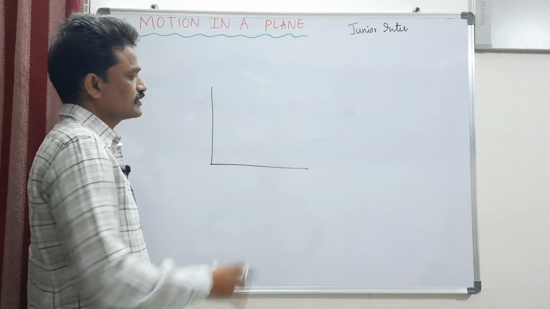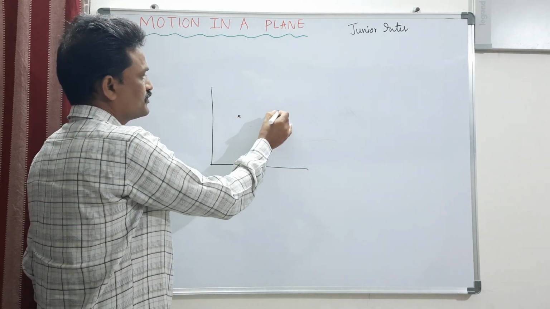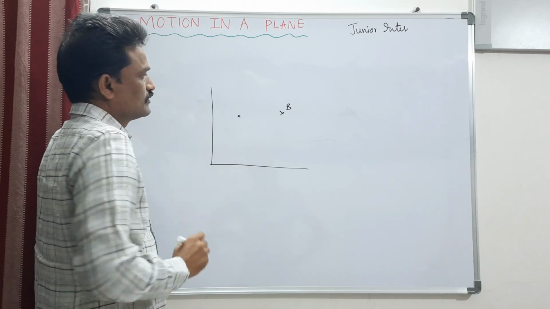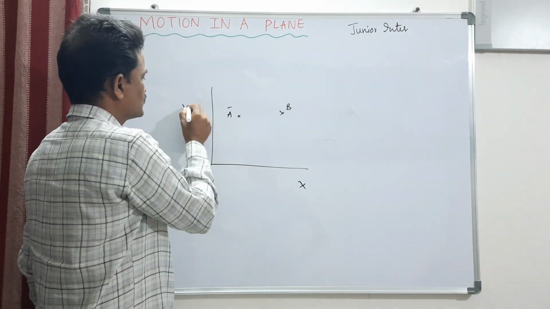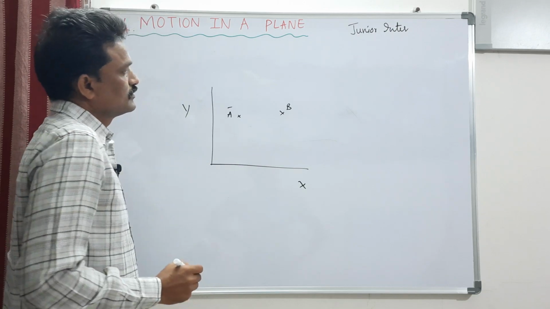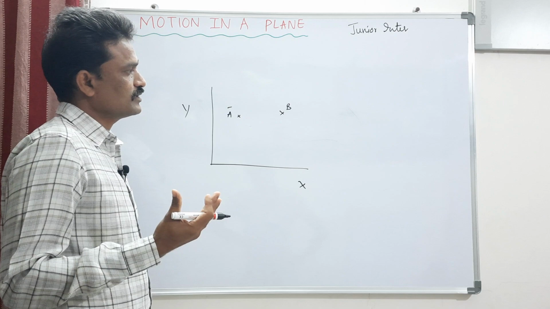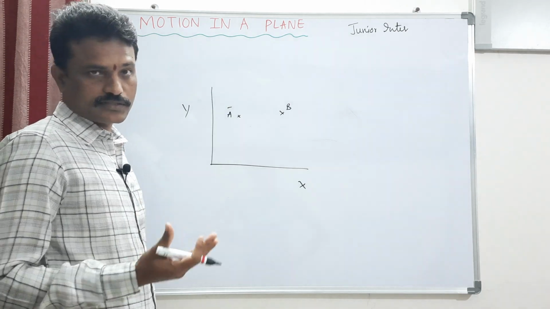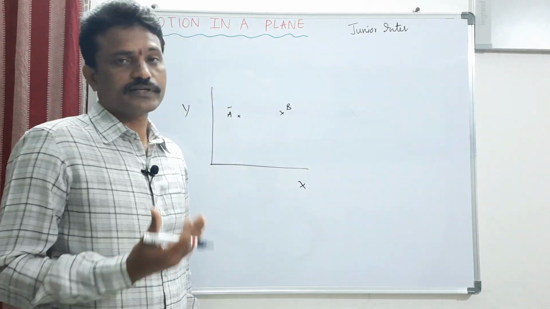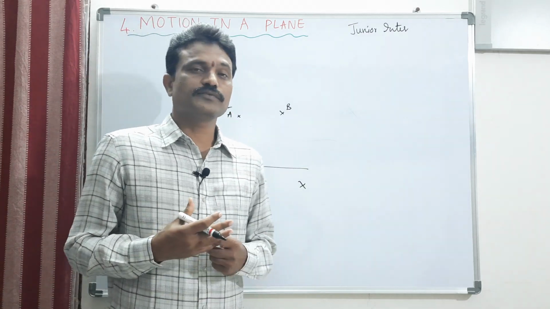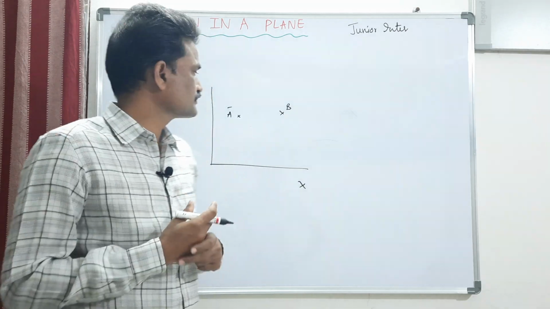Suppose this is a football ground. Somebody is moving from point A to point B. So this is x-axis and this is y-axis. To describe two-dimensional or three-dimensional motions, we require vectors. Whereas in the case of one-dimensional motion, no need to consider vectors. That is the reason why we studied vectors as a separate video.